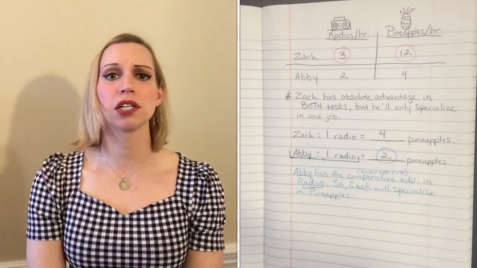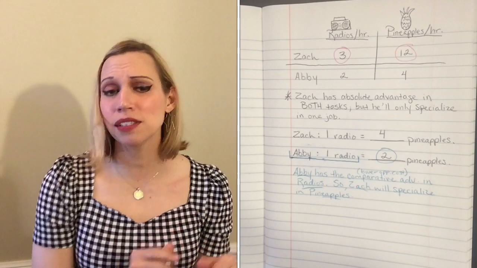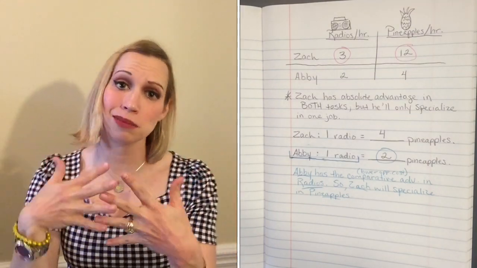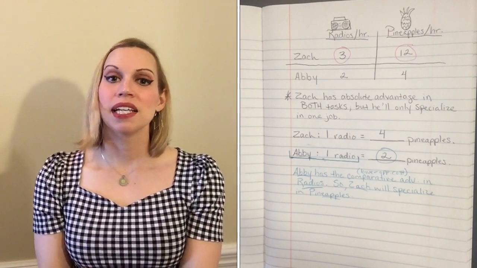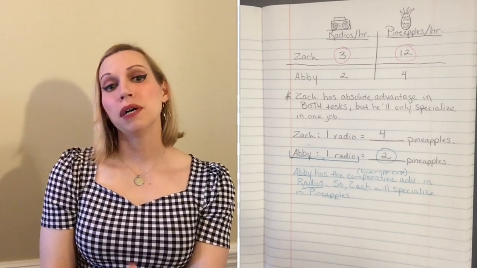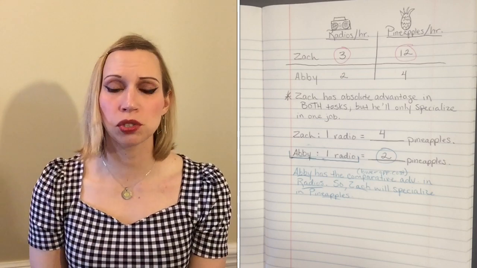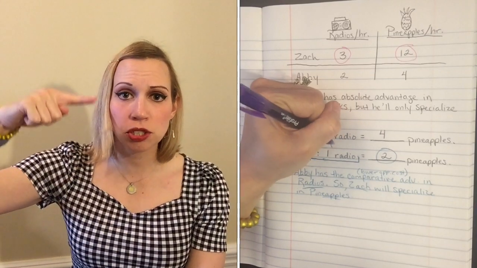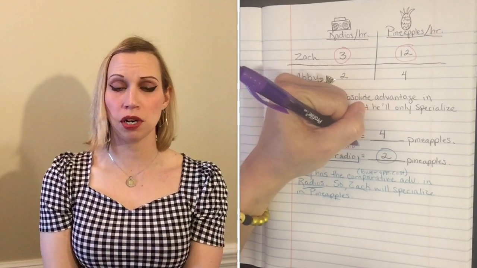Now, if Zach and Abby are going to trade, we need to figure out their terms of trade. If Abby's going to specialize in radios and Zach's going to specialize in pineapples, then they need to come to some kind of agreement on what they're going to trade. Notice that Zach's opportunity cost when he makes a radio is 4 pineapples, but Abby's opportunity cost when she makes a radio is 2. If you're looking for beneficial terms of trade for both parties, then you want to make sure that the terms of trade are in between those opportunity costs.